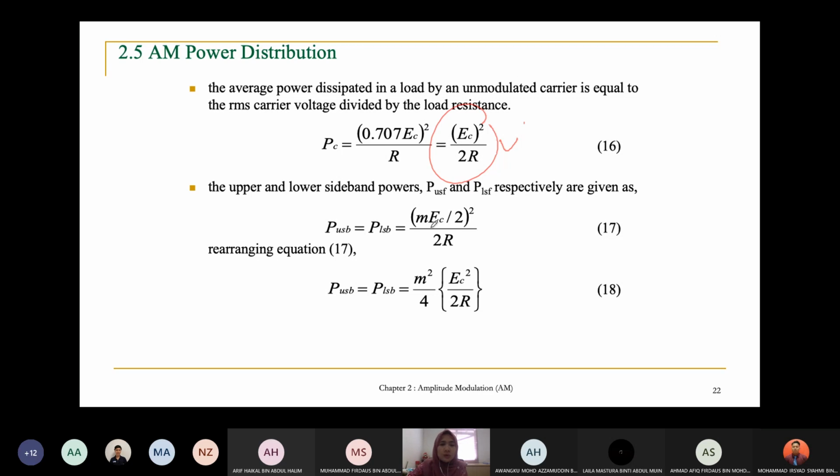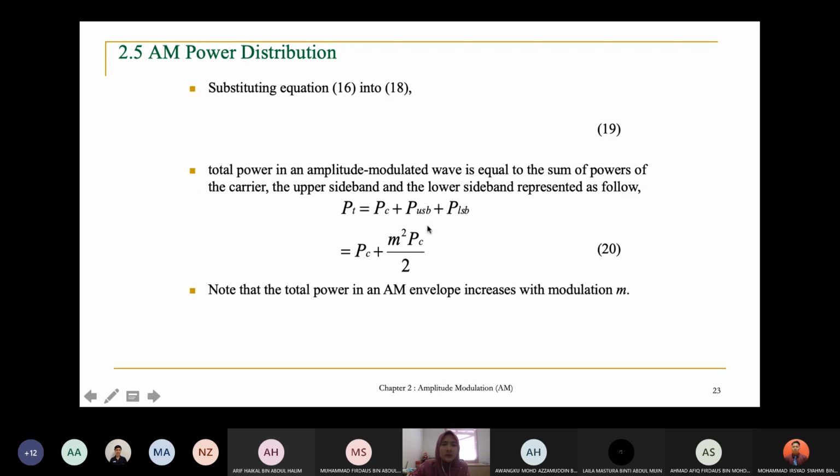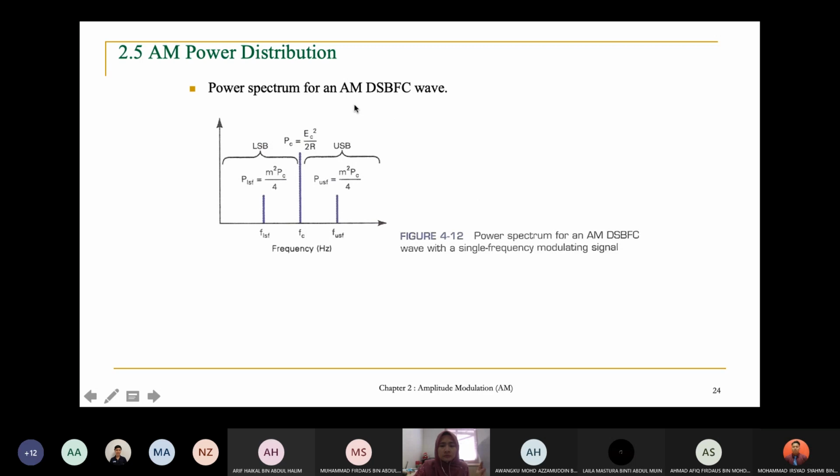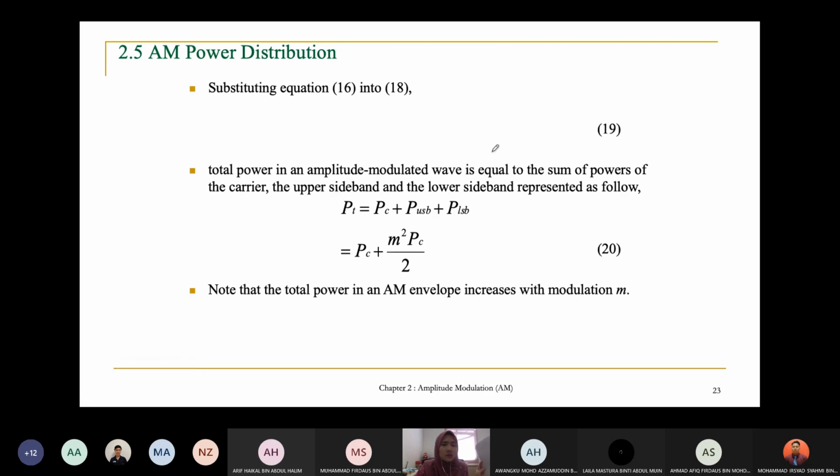Okay, and also you can calculate the upper sideband and the lower sideband power. This is actually a derivation. You can try to derive it, but the formula that we use is equation 19. Please write this: PUSB is equal to PLSB is equal to M squared PC over 4. The derivation you can refer to in the previous slide. So this is the formula that we use to calculate the upper sideband and the lower sideband power.